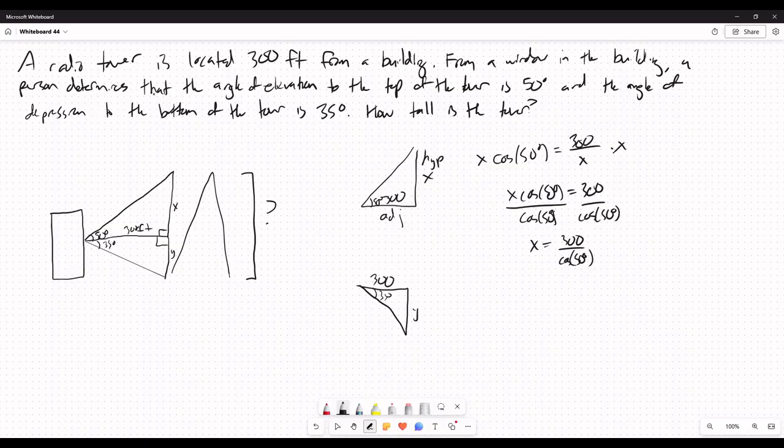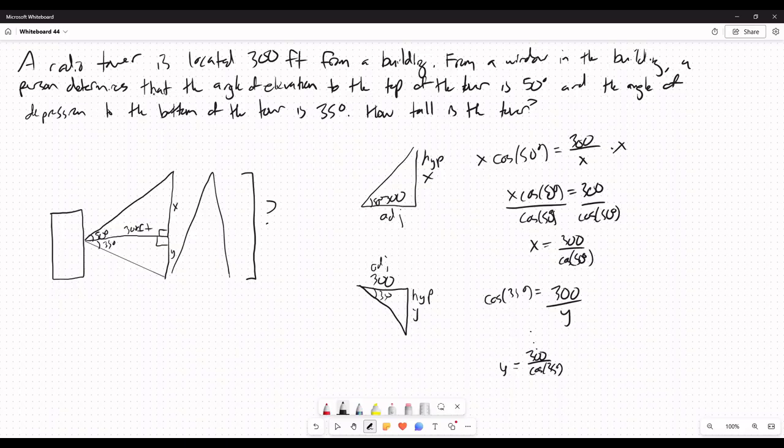I can do the same thing down here because this is also the adjacent and this is also the hypotenuse. So I also have that y, we'll start with cosine of 35 equals 300 over y. And by doing some similar algebra, we get that y equals 300 over cosine of 35.